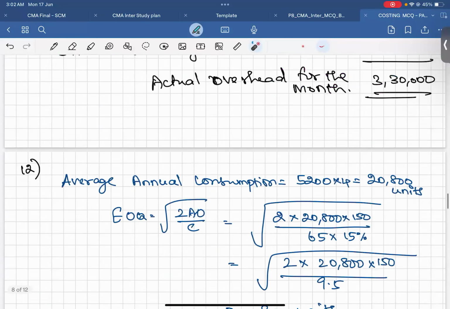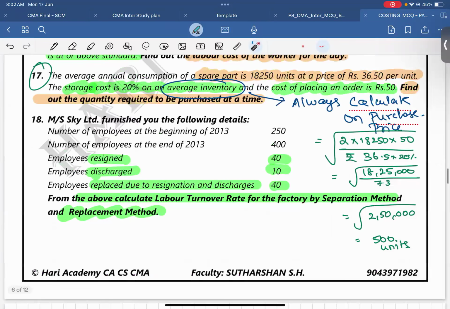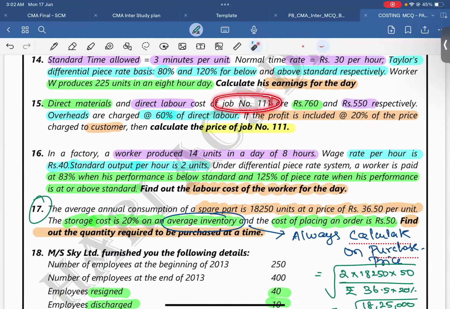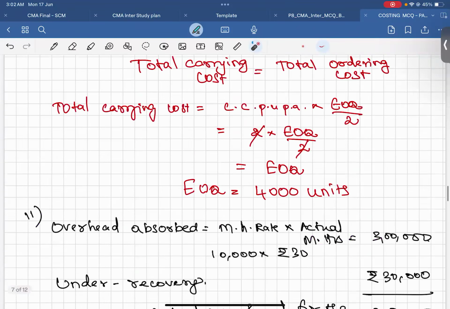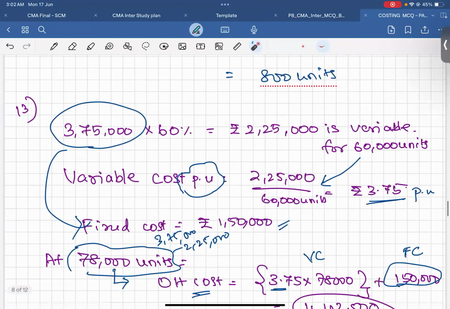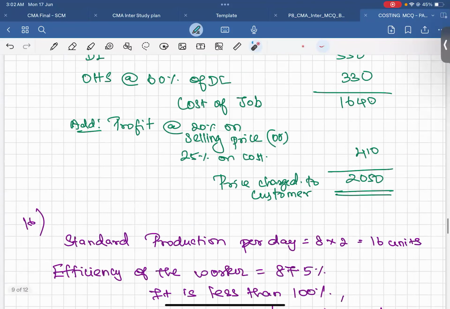Then question number 15. Yes. Direct material and direct labor cost of job number 111. I am expecting this question in your examination. Direct materials 760 and direct labor 550 are given. Overhead charge is 60 percentage of the direct labor. If the profit is 20 percentage of the price, the charge to the customer, which is nothing but your selling price. They are asking what is the cost. They are asking the profit charged to the customer.